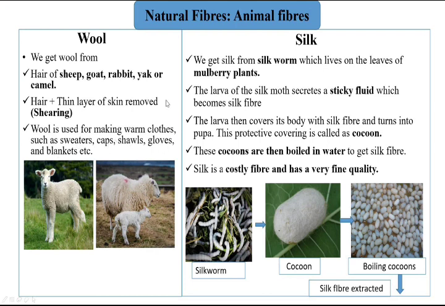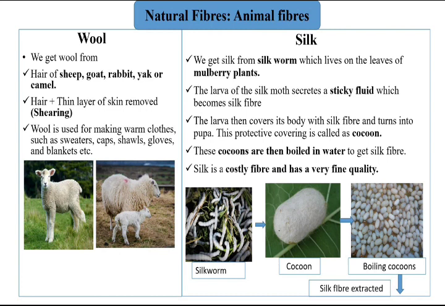And the next animal fiber is silk. We get silk from the silkworm, which lives on the leaves of mulberry plants. The larva of the silk moth, this is a silk moth, secretes a sticky fluid which becomes silk fiber. The larva then covers its body with the silk fiber and turns into a pupa. This protective covering is called a cocoon. This is the cocoon, the second picture.